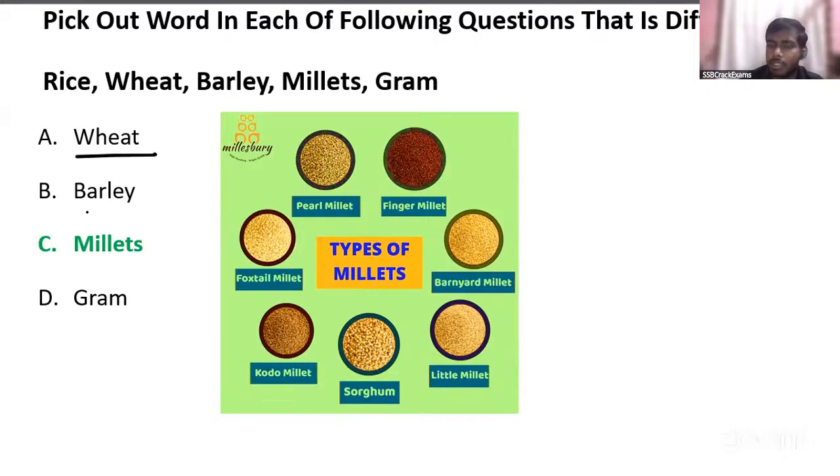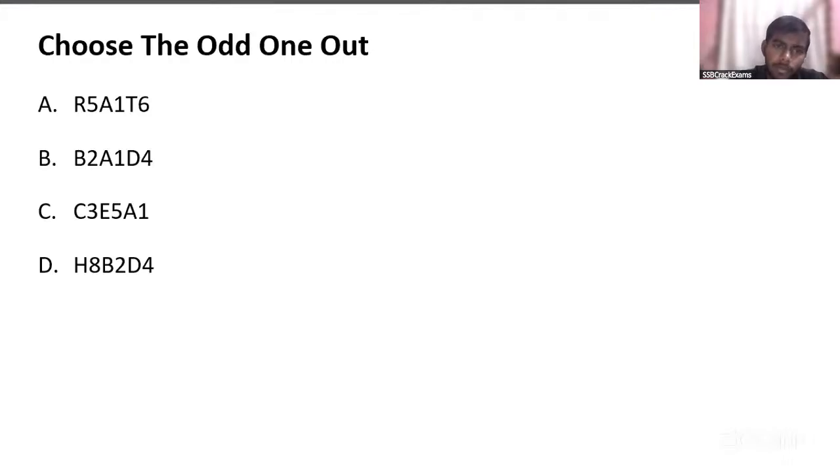Wheat is simple. What is wheat? We all know. Barley, we know, gram. But millets is not a simple word. It is a combination of so many. There can be so many types of millets. That's why it's the odd one. It's not very simple to get each and every answer, but you must get as many as you are able to.